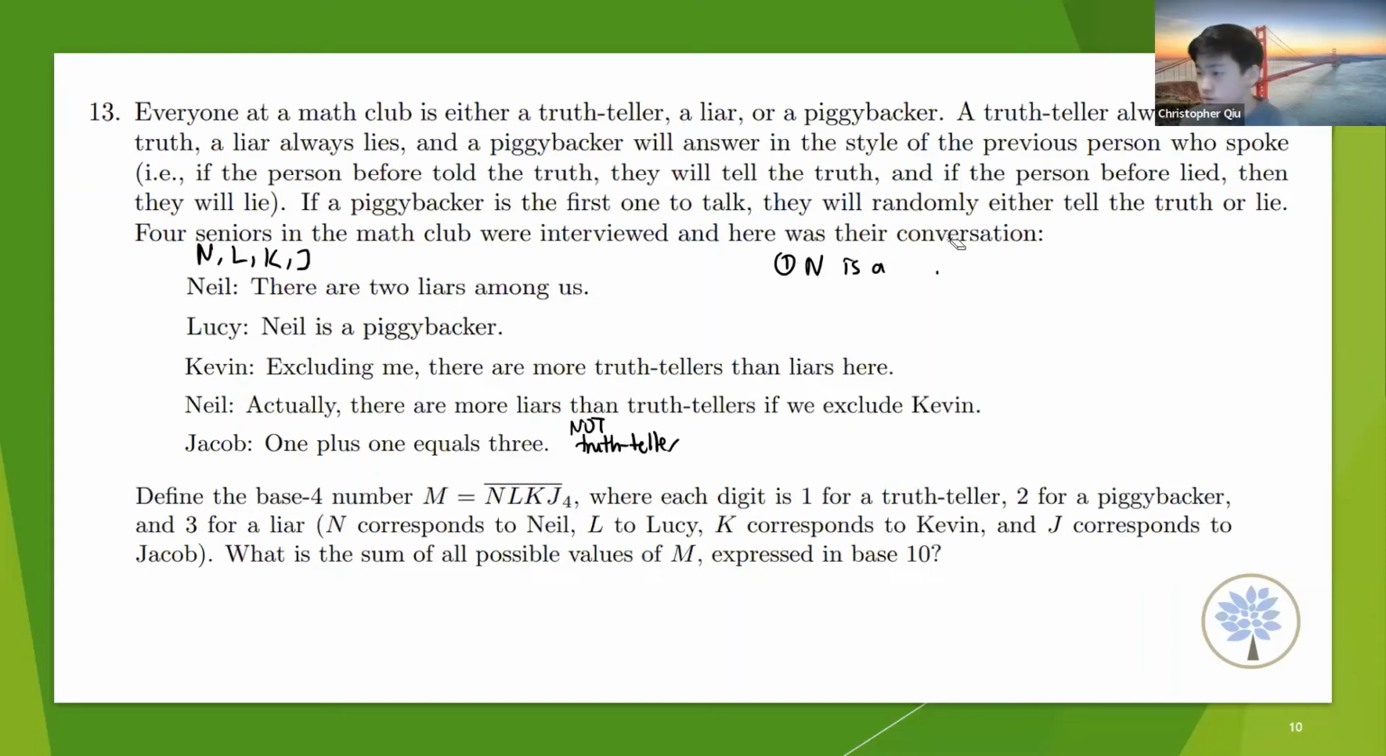Or actually, we do know something. If N is a liar, then L is saying a false statement. That does not mean that she is a liar, because it could mean that she is a piggybacker and the previous person is a liar. So in this first case, L is not a truth teller.